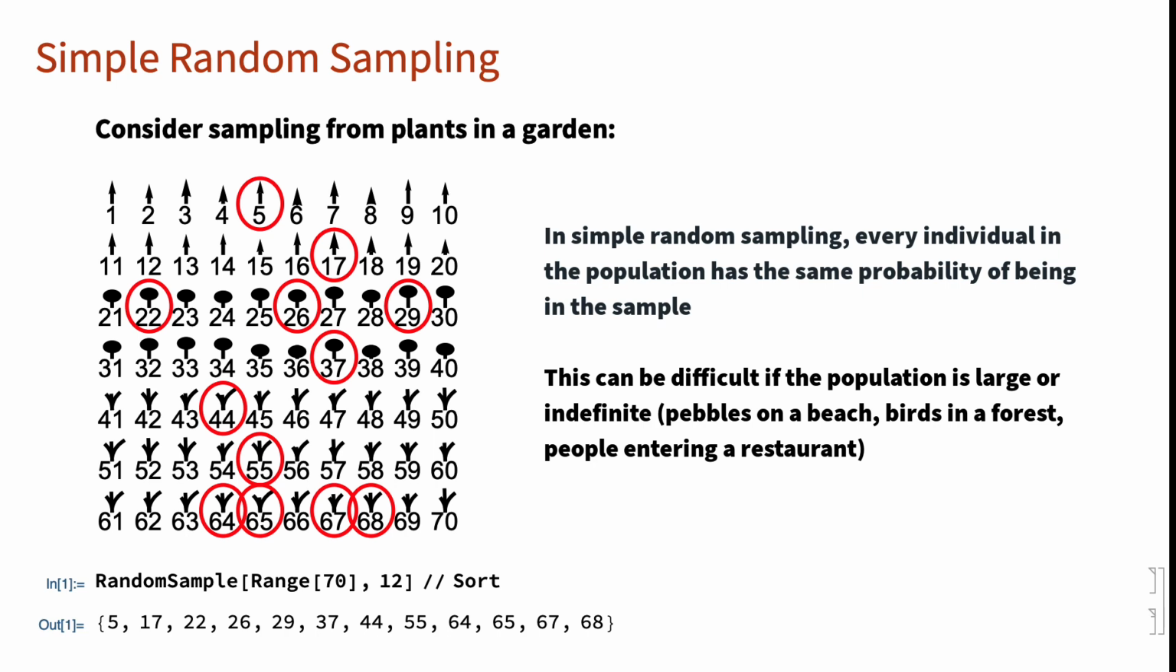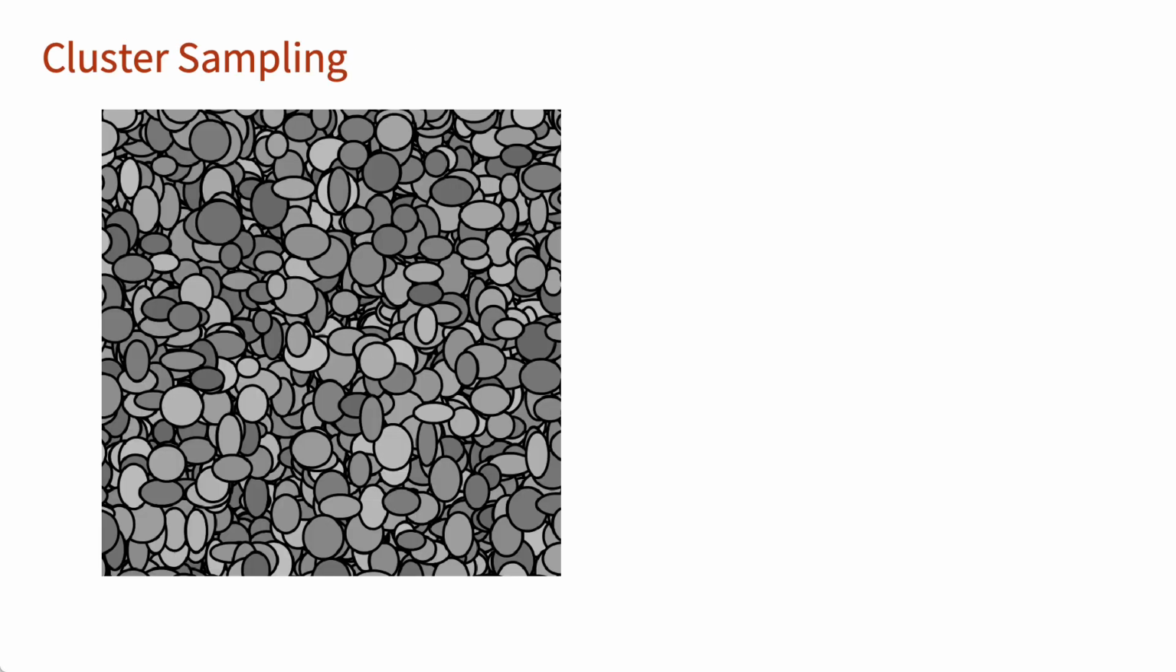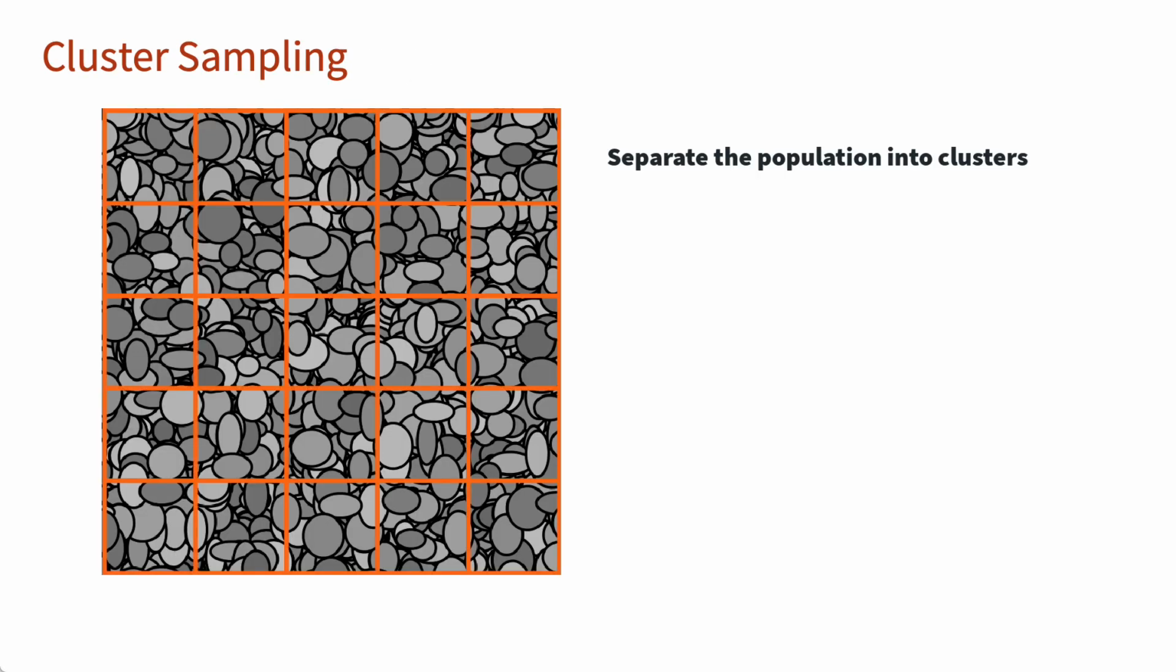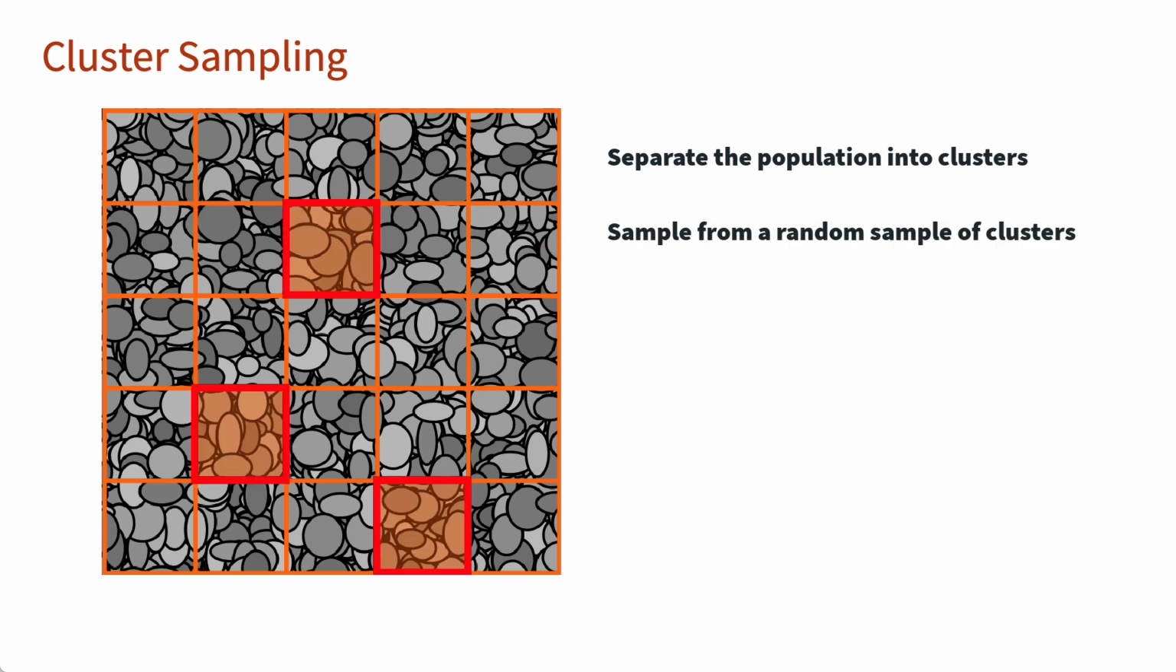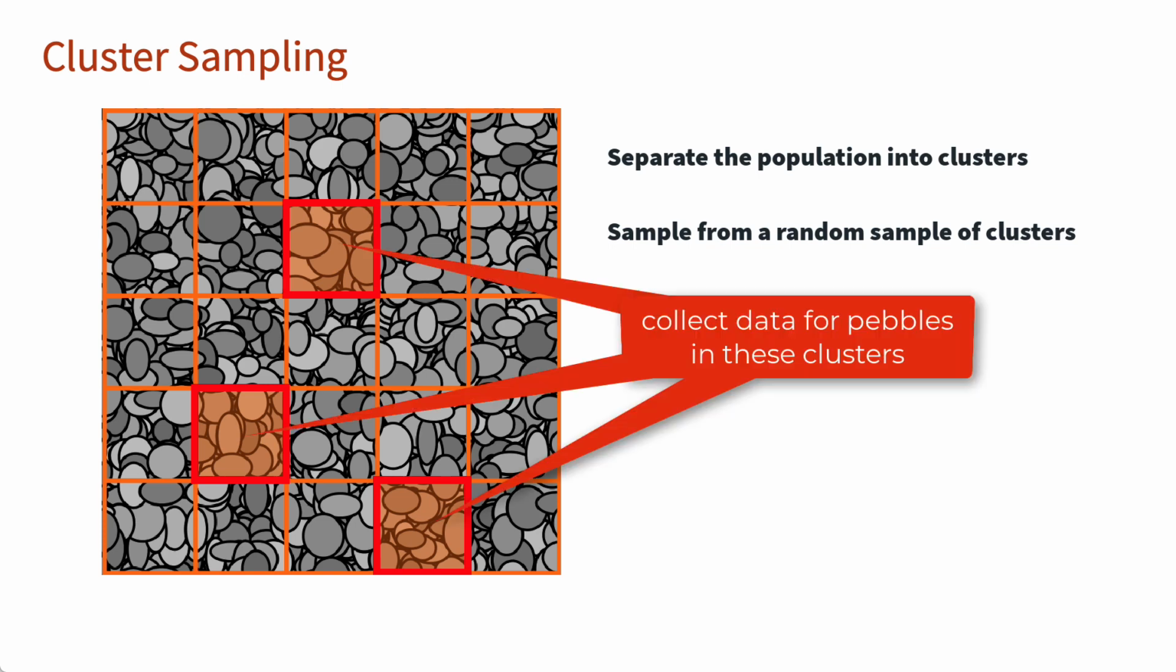One common variant of simple random sampling is cluster sampling, which works by separating the population into groups called clusters in such a way that each cluster is at least approximately representative of the population, and then sampling from a random sample of clusters. Cluster sampling could be done for pebbles on a beach, for example, by imagining the pebbles organized in square clusters in a grid, selecting a random sample of clusters, and collecting data for all of the pebbles in the selected clusters.